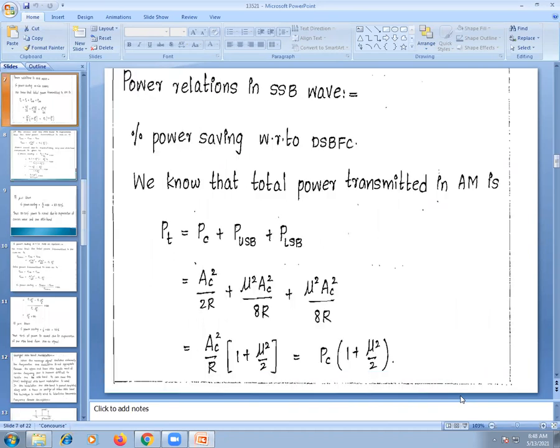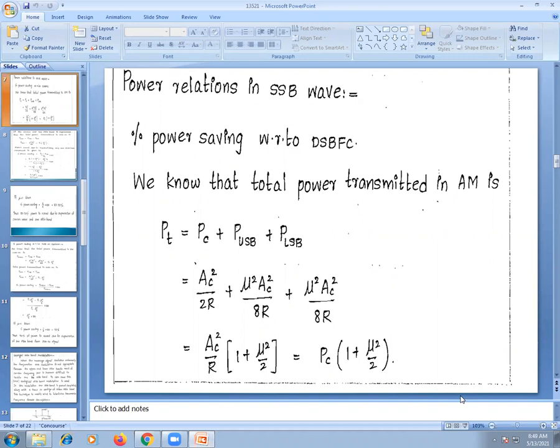Okay, let us see the power relation in the SSB wave. Already you know that if you transmit the carrier plus two sidebands, that occupies more power. Now you have to cancel the carrier and also cancel one of the sidebands. The power is saved now. So what is the power relation in SSB? In this concept, there are the power relations of DSB-SC, DSB-FC, and SSB also.